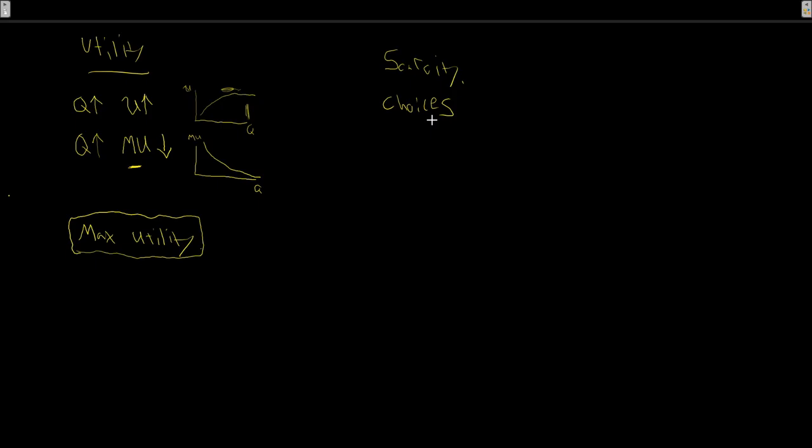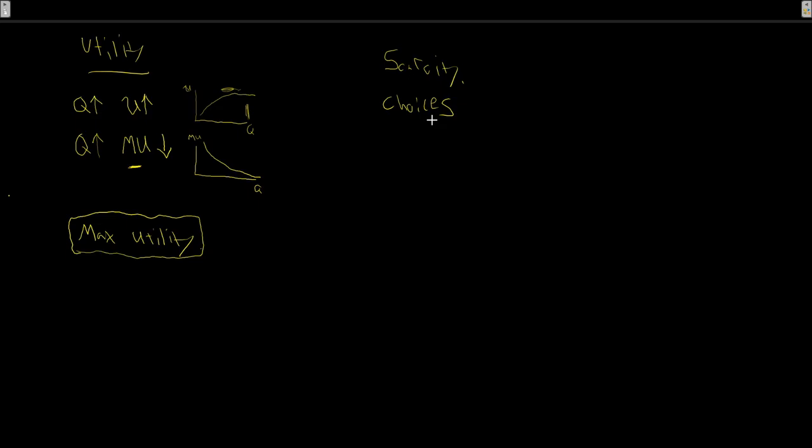Okay, how much of good A do I buy versus how much of good B do I buy? How much of good A do I consume versus how much of good B do I consume? You have scarce room in your belly, right? If you're going to consume both pizza and pop, well, how much pizza? How much pop? You have to make this choice.